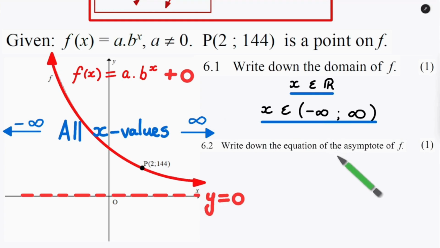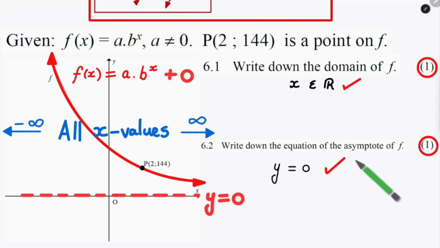And if I have to write down the equation of the asymptote of f, it's here. It's y equals 0. It's this dashed line that goes across on top of the x-axis. And your 2 marks simply come from the answers here.